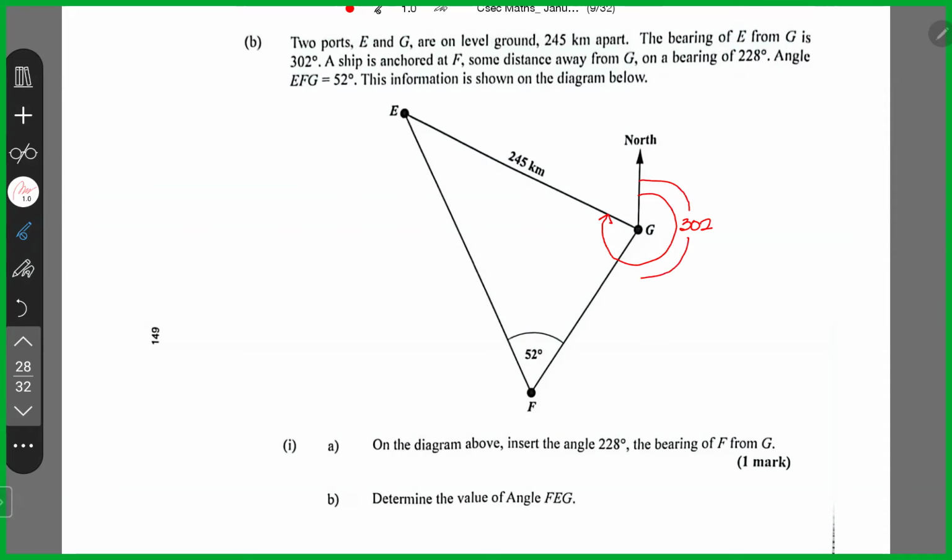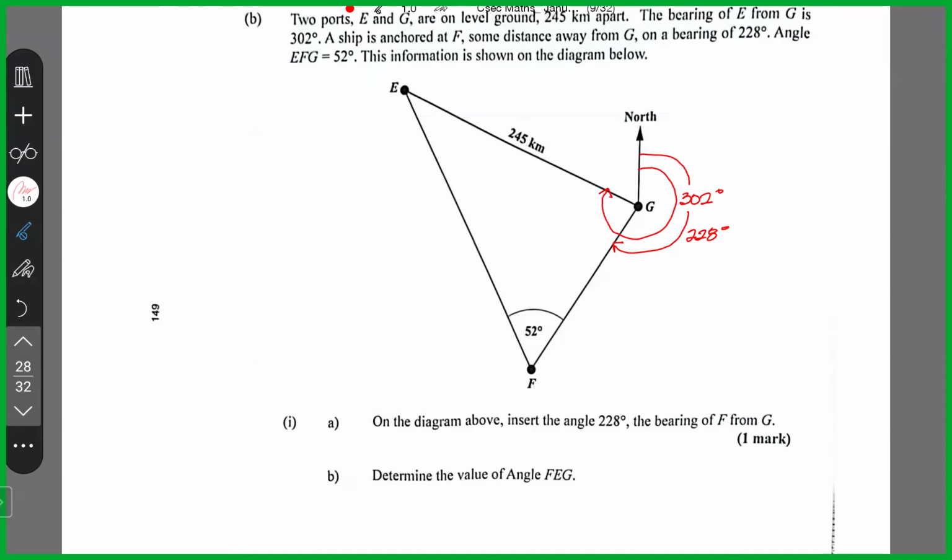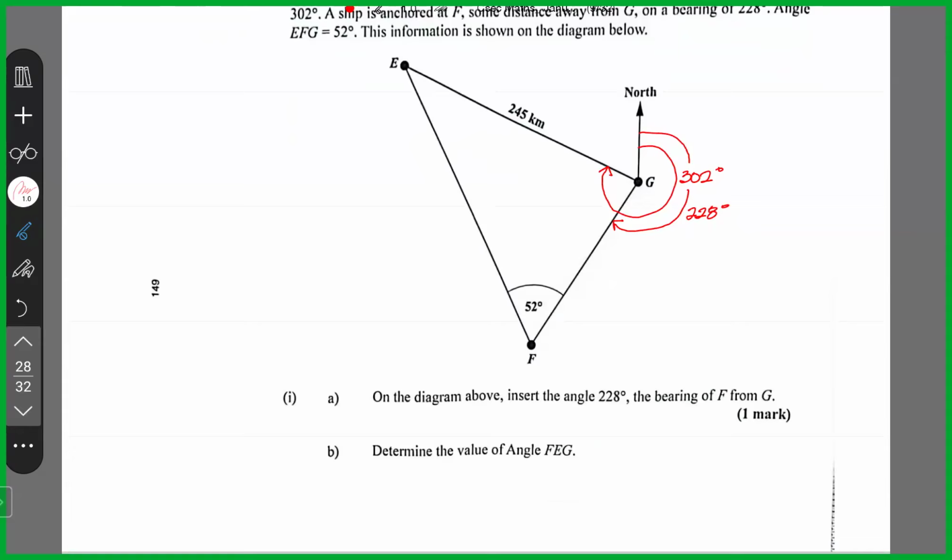Going around to F, this is 228 degrees. All right. So let's see what they're going to ask. This says on the diagram, insert the angle 228 degrees, the bearing of F from G, which I've already inserted. Now, we're to determine the value of angle FEG. FEG is this angle I want.